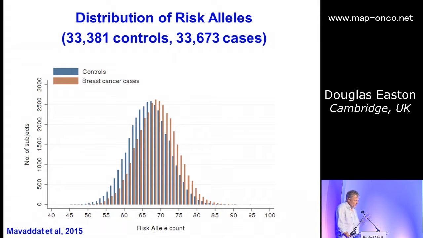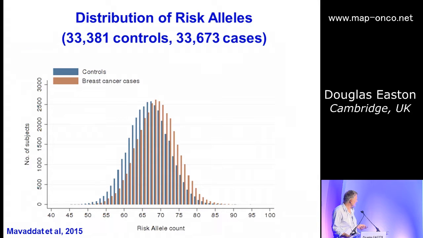How does one actually use this information in practice, though? The point is that the individual variants are not very predictive, so nobody's going to have a test for FGFR2 variants. If you're going to have a test for risk prediction, it's got to be on the basis of all the variants combined. And that's much more predictive because there are such a large number of them.